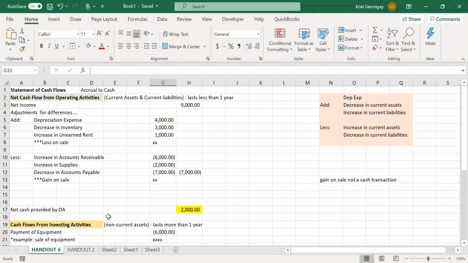So I like cash better. It's easier. Just one sheet. All right. Thank you.